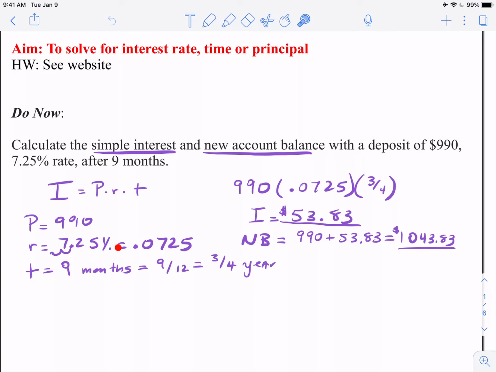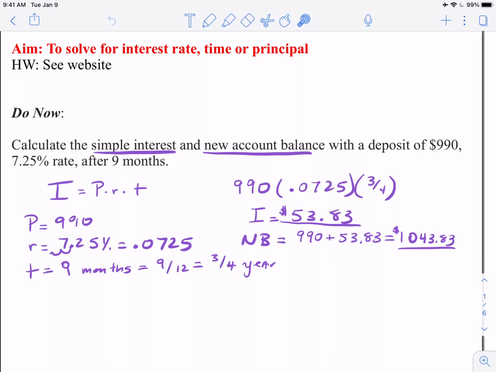R being our rate. It's important with the rate, it's okay to write it down initially as a percent, but that becomes a decimal. So we want to move it 2 places to the left, basically dividing it by 100. It's also very important, this is usually where the trick comes in with these, time is in regards to years.